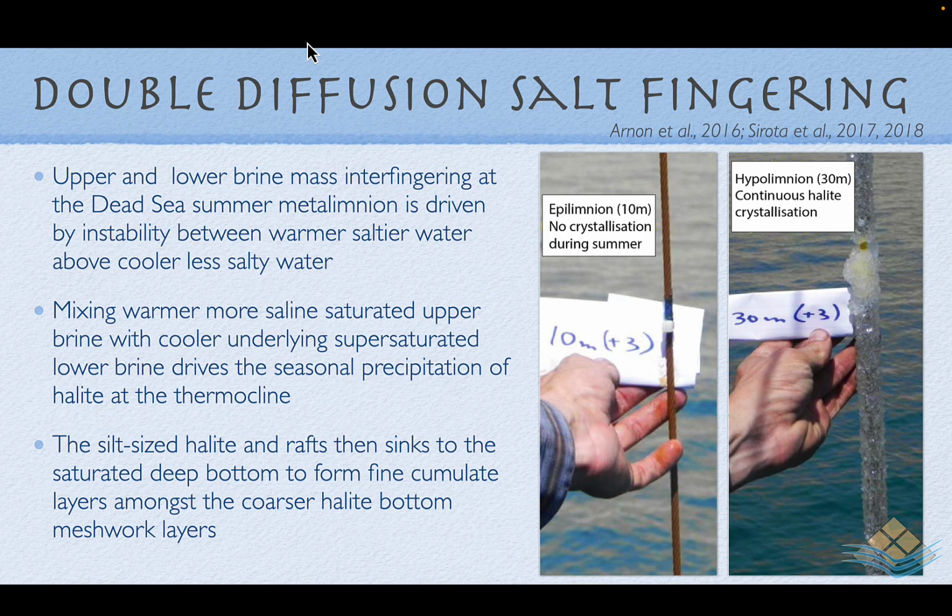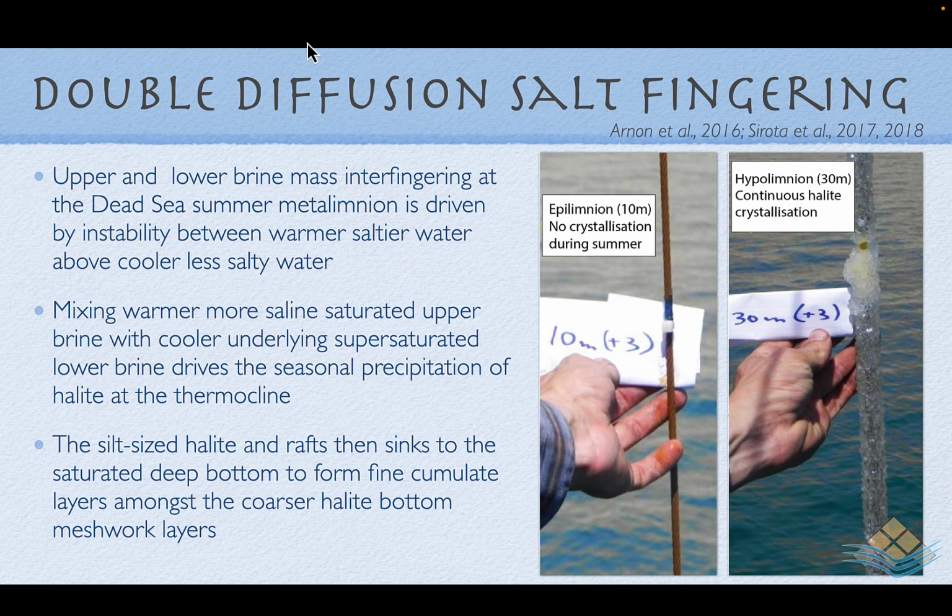There must be some type of interfingering between the upper and the lower brine masses at that metalimnion in the summer. It's going to be driven by that contact between that warmer, saltier and denser water, which will want to sink into the underlying column, and that cooler, less salty water in the water below. We're going to mix warmer, more saline saturated upper water brine with cooler, underlying, supersaturated, at halite saturation, lower brine in the summer. So we'll see this seasonal precipitation of halite at the thermocline.